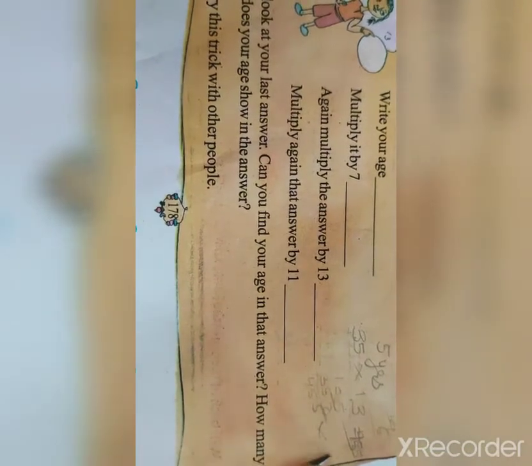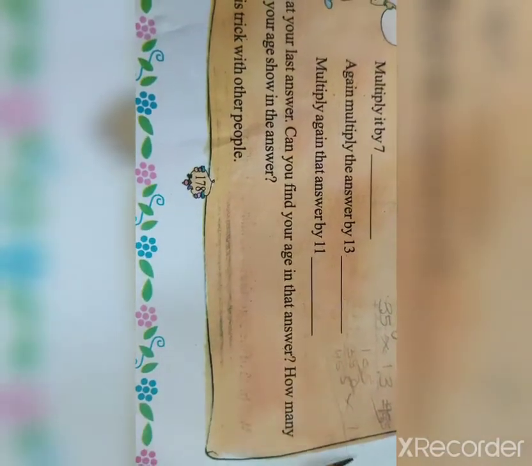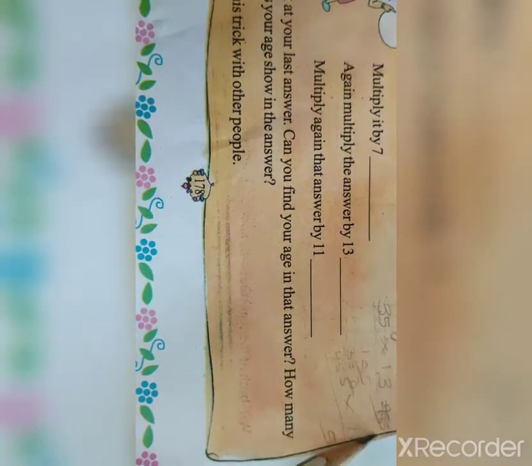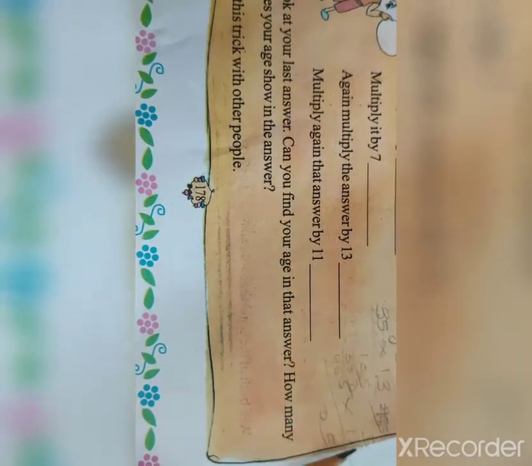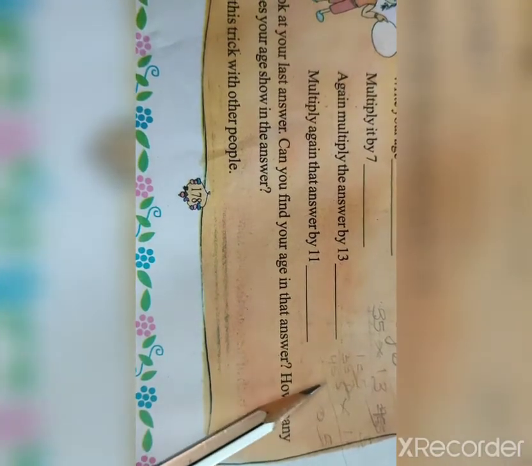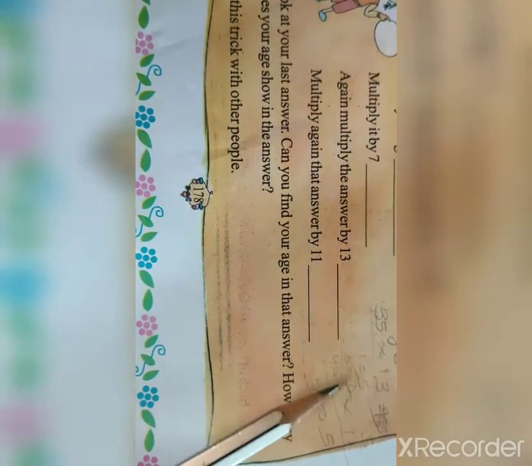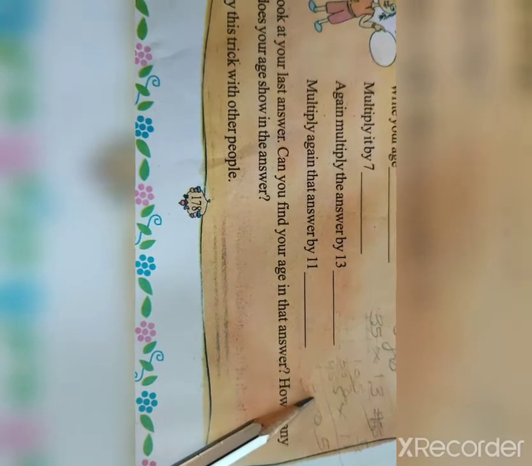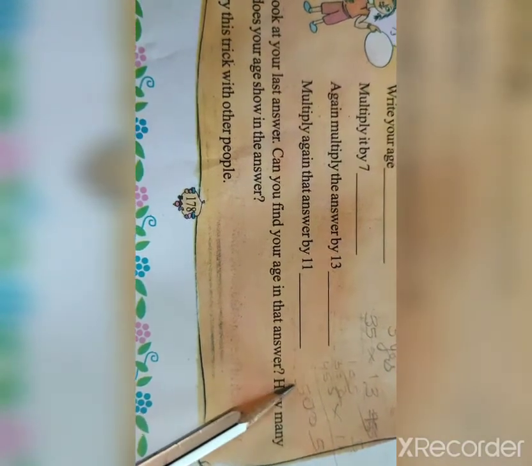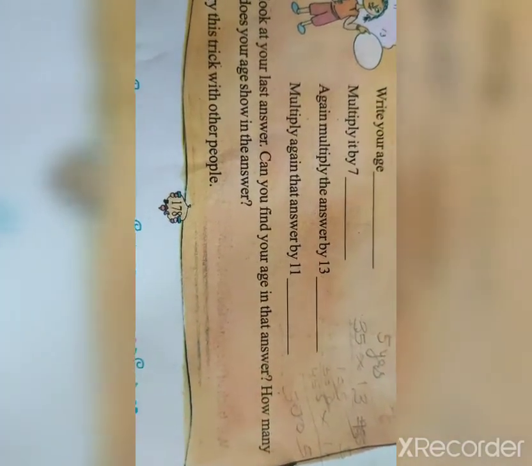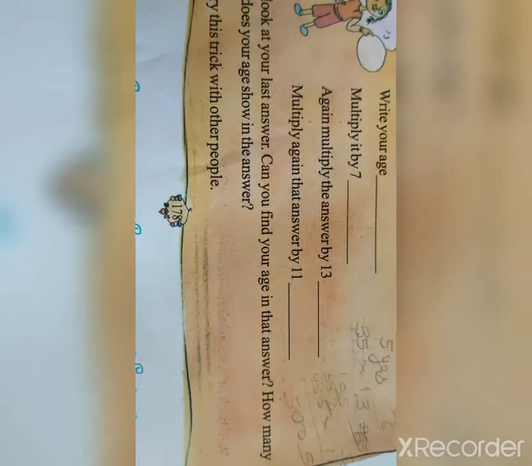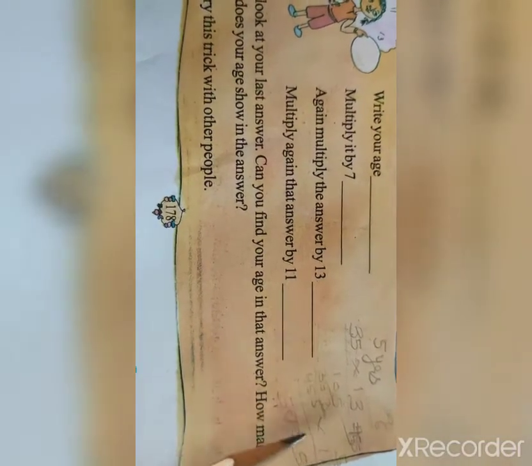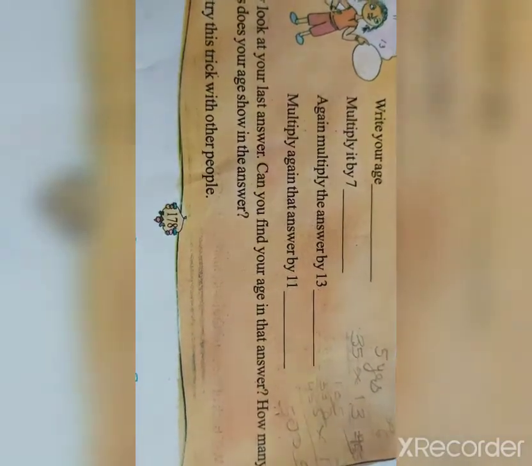So again by 11. 11 fives are 55, write 5, carry over 5. 11 fives are 55, 55, write 5, carry over 6. 11 fours are 44, 44 and 6 is 50. So the answer is 5005. That means my age is 5, so you are getting 5005.